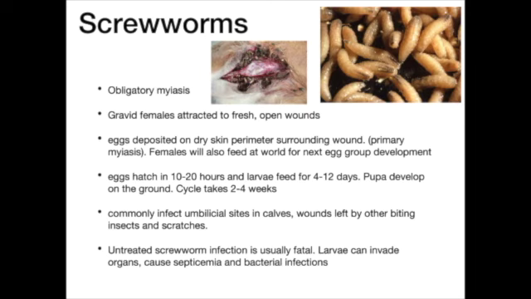If a screwworm infection is untreated, it most often is fatal. Larvae will actually burrow down into the flesh and start invading organs, bringing bacteria with them. If they die off, symbiotic bacteria in their intestinal tract will start to cause septicemia. So screwworm is a really big problem in the veterinary industry, and a lot of time and money is taken to ensure that screwworm infections are treated.